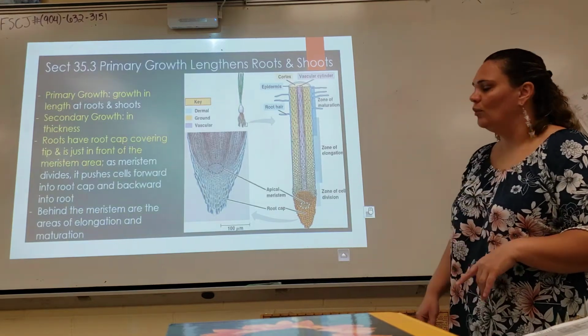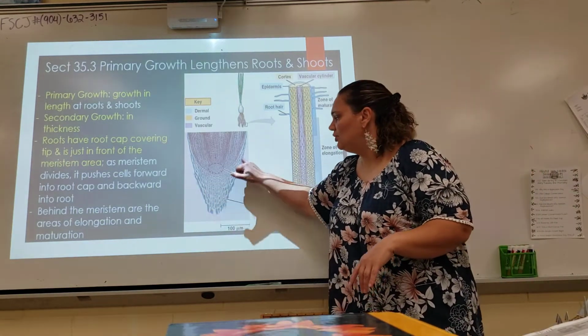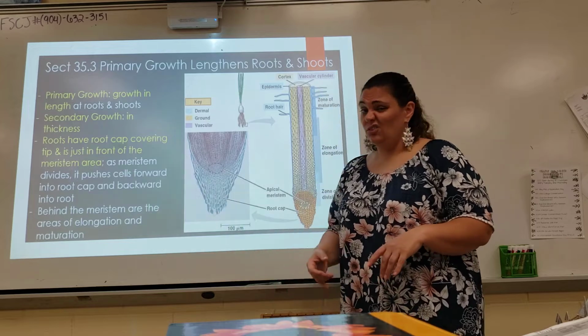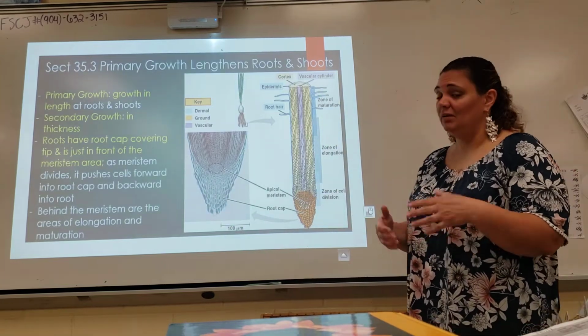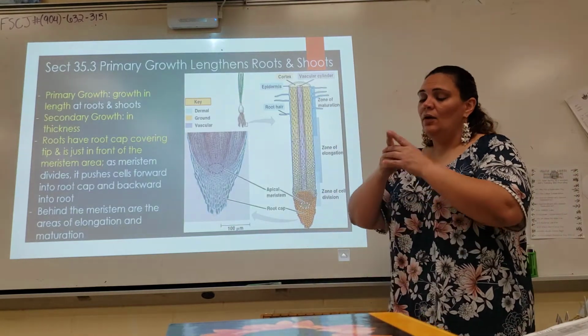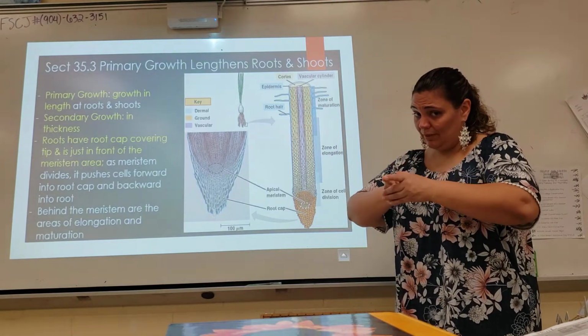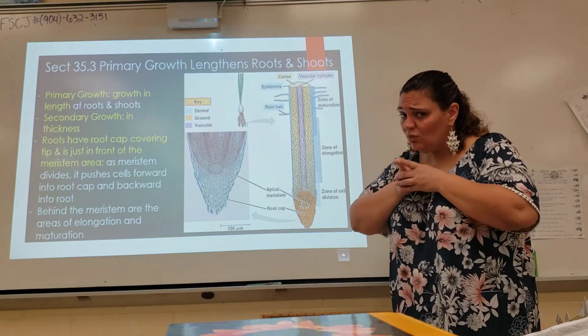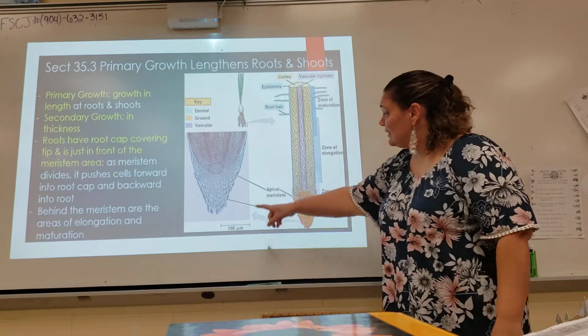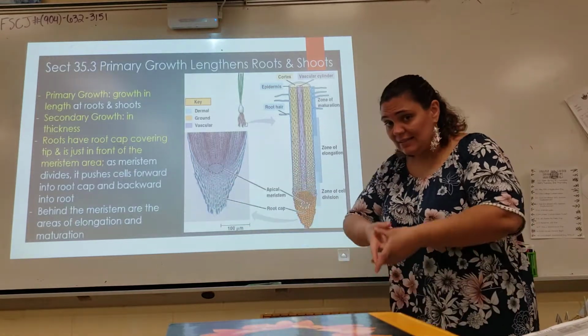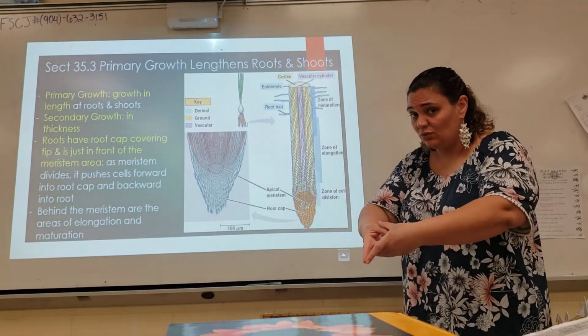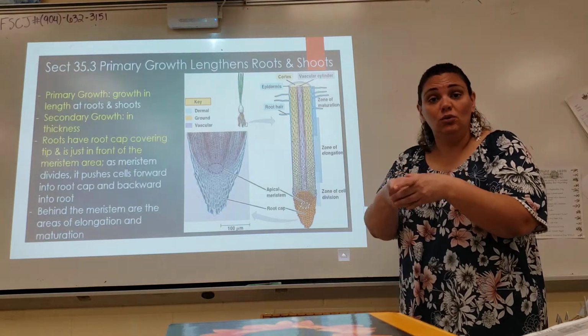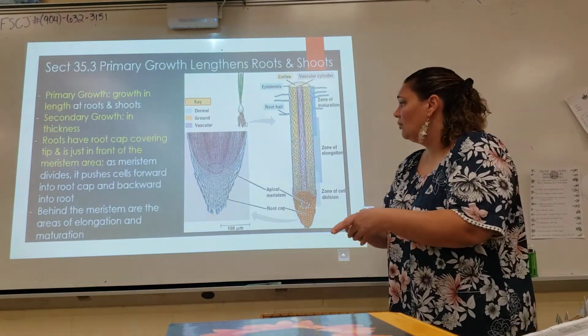Roots have the root cap. Why would you have a root cap? Why would you have that tip? All right, excuse this comparison, but it makes you understand it better. Think of a bullet. A bullet has a tip on it. Why does it have a tip? So it can pierce through things, right? Same thing with the root cap. It has that tip on it so it can easily pierce through the soil and reach that new source of water, new source of nutrients, okay?